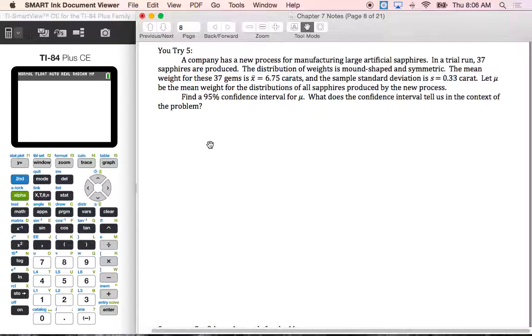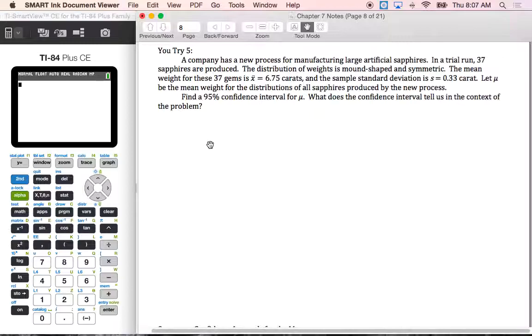The distribution of weights is mound shaped and symmetric. The mean weight for these 37 gems is x bar equals 6.75 carats, and the sample standard deviation is s equals 0.33 carat. Let mu be the mean weight for the distribution of all sapphires produced by the new process. Find a 95% confidence interval for mu. What does the confidence interval tell us in the context of the problem?